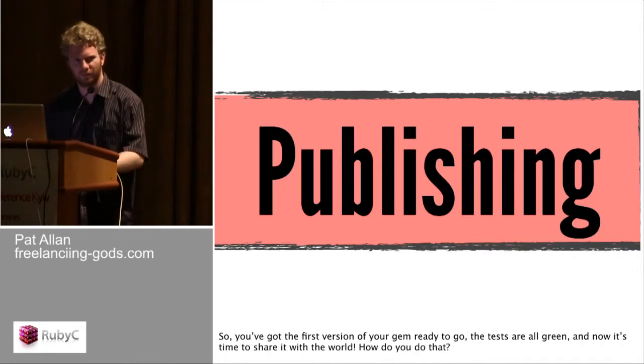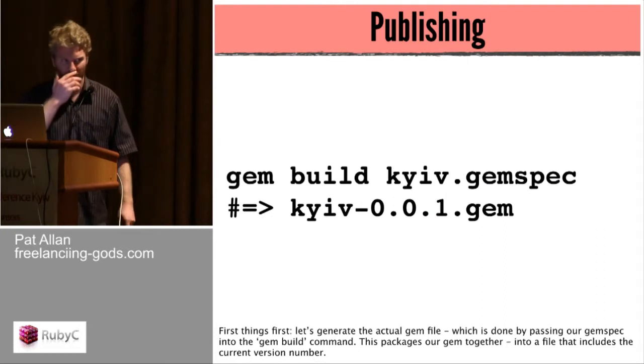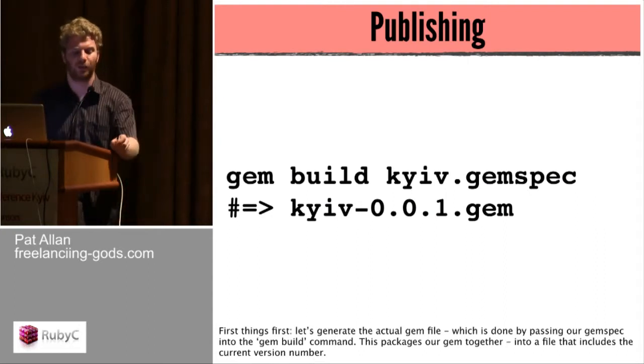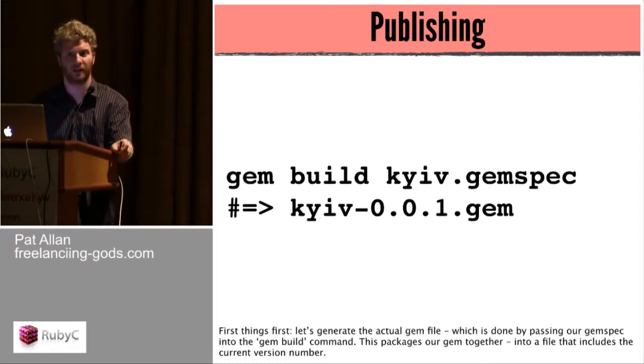So we've got our gem, and the tests are all green, so I guess we can publish it, right? So this, again, it's pretty simple these days because of all the hard work of GemCutter. And there is a gem build command, and you pass that your gemspec file, and it generates the actual gem file for you. And you can see here that it uses the gem name and the gem version, and then the file is a .gem file.